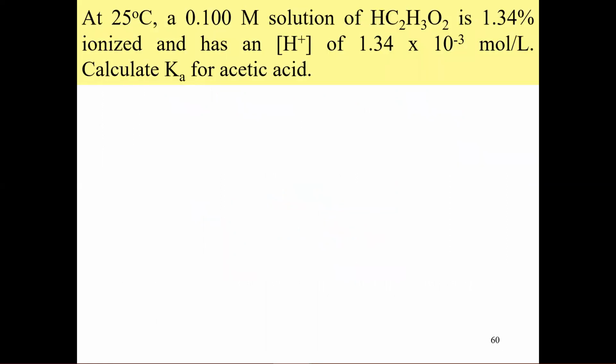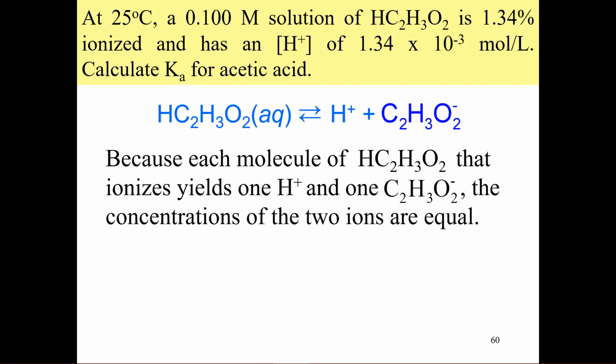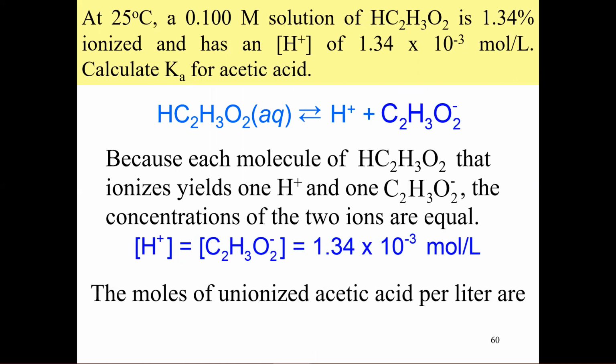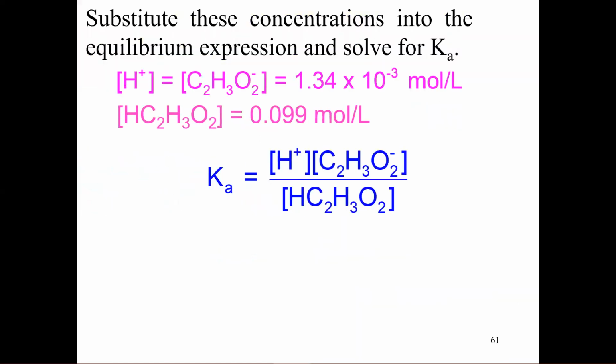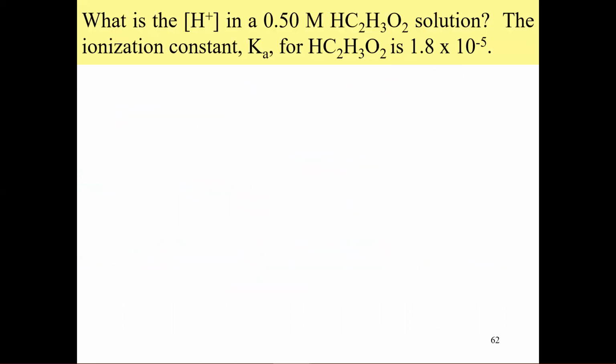A 0.1 molar solution is 1.34% ionized, and the H concentration is 1.34 times 10 to the minus 3. Calculate the Ka for it. So basically you can then solve for Ka this way, and you can look at these different slides yourself.